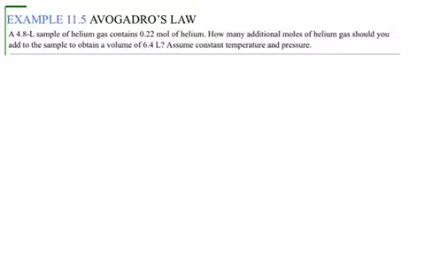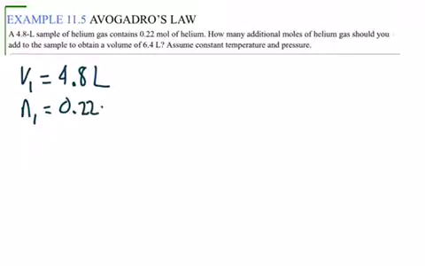Now here we have a problem where it says a 4.8 liter sample of helium gas contains 0.22 moles of helium. So let's write this information down. They're giving us the volume, 4.8 liters. They're telling you that the moles, so we'll call that N1 for moles, is 0.22. It's already in moles, so we don't really need the molar mass of helium for anything. Now, notice, how many additional moles of helium gas should you add so that the volume increases to 6.4 liters?